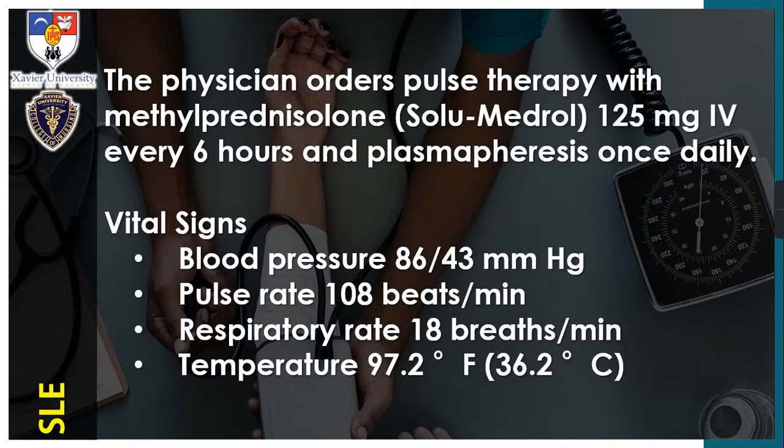The physician orders pulse therapy with methylprednisolone or Solu-Medrol 125 mg per IV every 6 hours and plasmapheresis once daily. Vital signs include blood pressure of 86/43 mm Hg, pulse rate of 108 beats per minute, respiratory rate of 18 breaths per minute, temperature of 97.2 degrees Fahrenheit or that's 36.2 degrees Celsius.